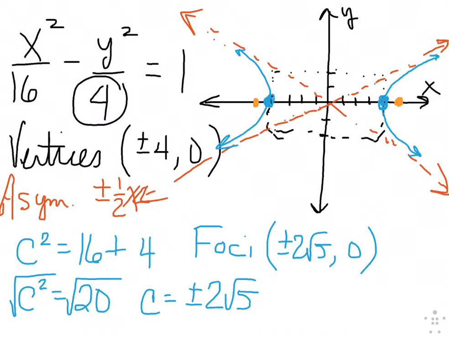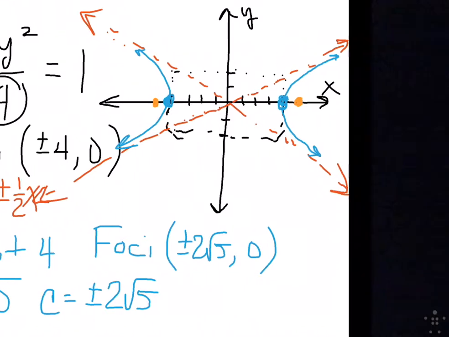Okay, would you like to do another one? Do you want one that goes with y first? Okay. Well, how about this one? 16y squared minus 25x squared equals 400.